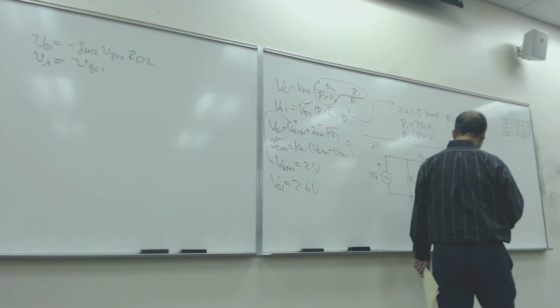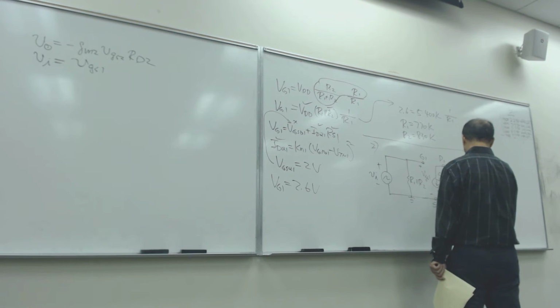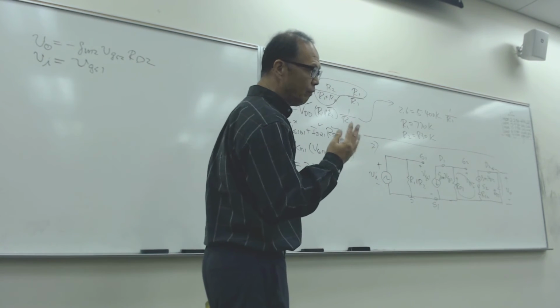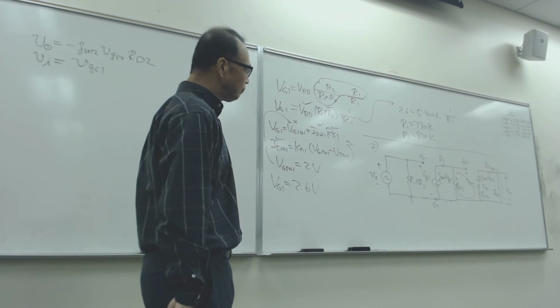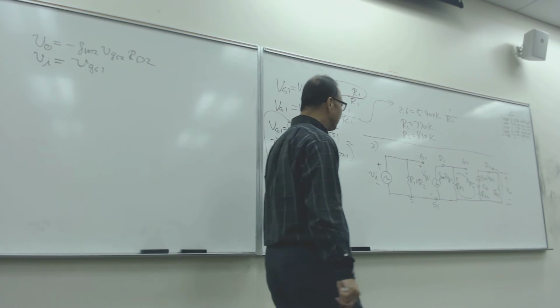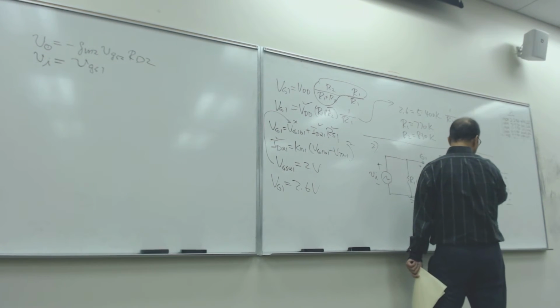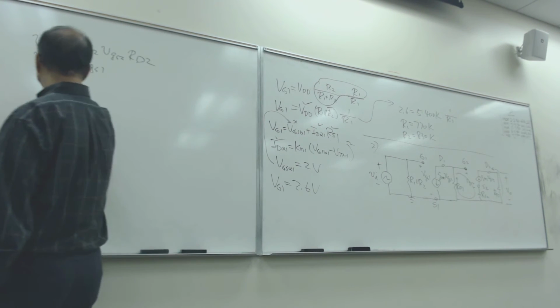So I would say this is a good loop. Yes? Because that loop involves both VGS1 and VGS2. Okay, so where are we going to start? Let's say I start from here, right? And then I go back here, right? So here I have what? I have VGS2, right?